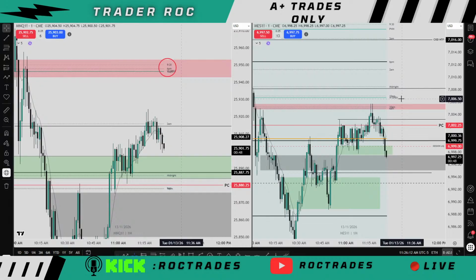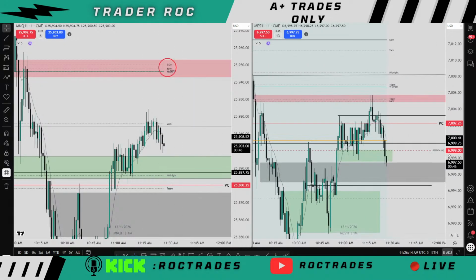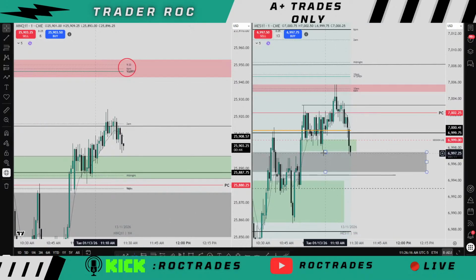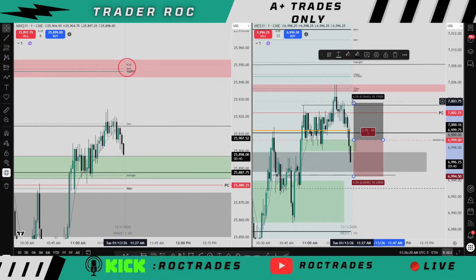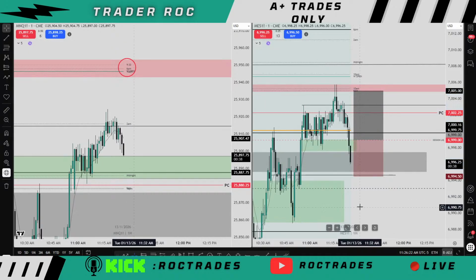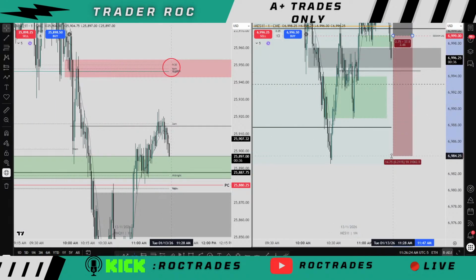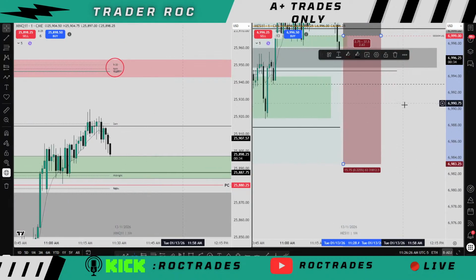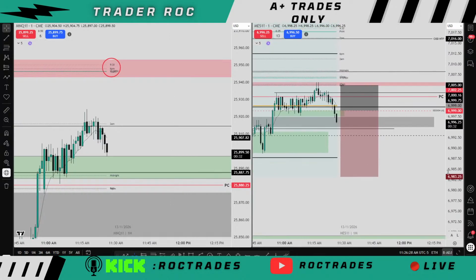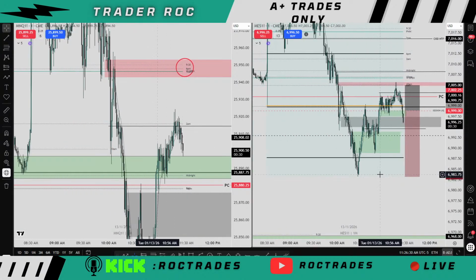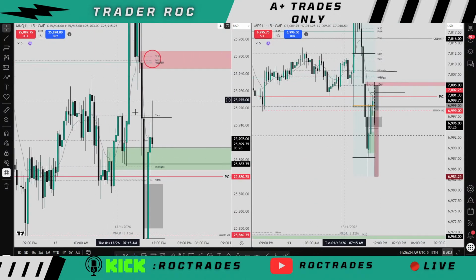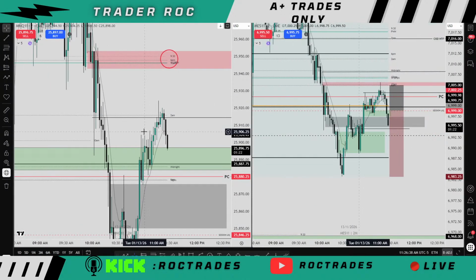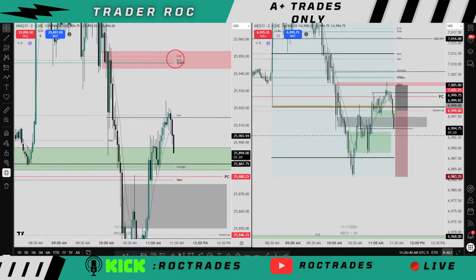There we go. Let's see here. I'm thinking of a short from here, stop up here, and I want all of these lows for the most part. Beautiful. Let's check the higher time frame, see if that EMA is starting to squeeze price. Beautiful, beautiful, beautiful.